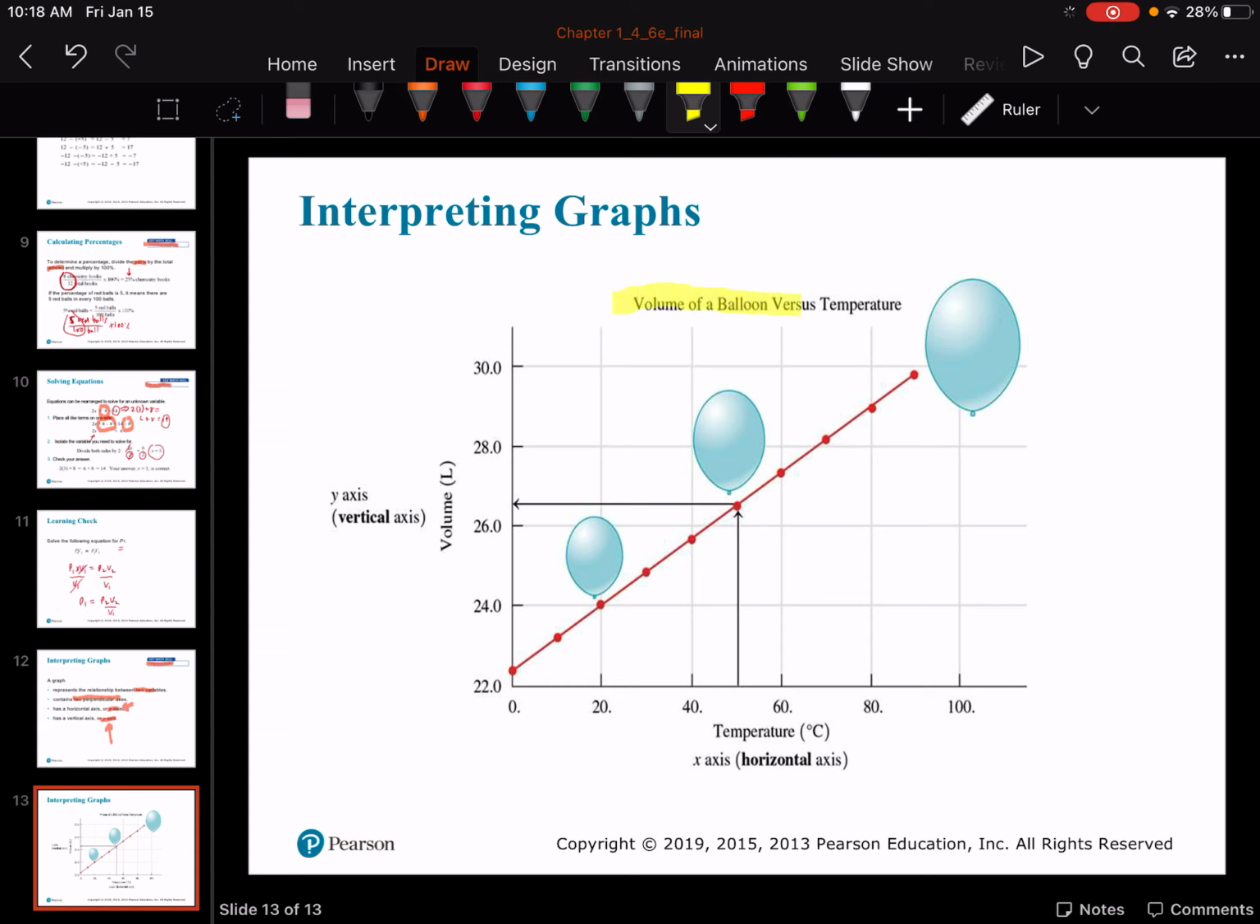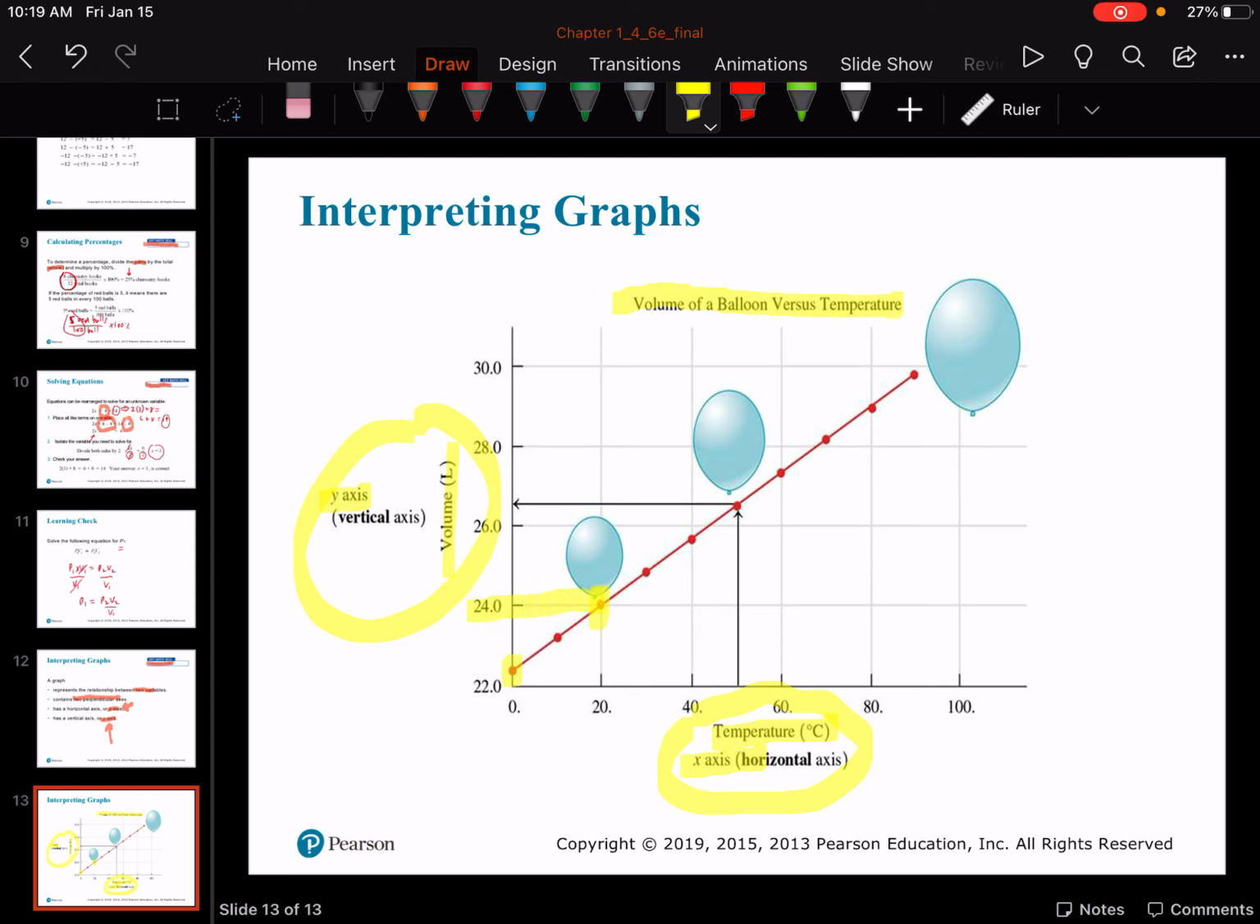First of all, the title is the volume of a balloon versus its temperature, the temperature of the air inside it. Okay, and the x-axis is temperature. I can see that, and the y-axis is volume. I can see that. The volume of the balloon was measured as the temperature was increased, and we saw that at 0 degrees Celsius, it was pretty small, right? Almost 22 liters.